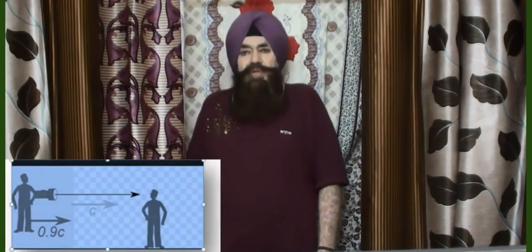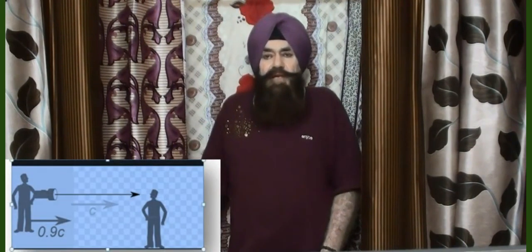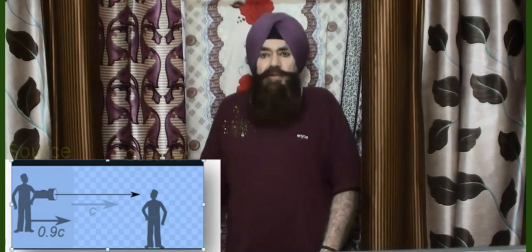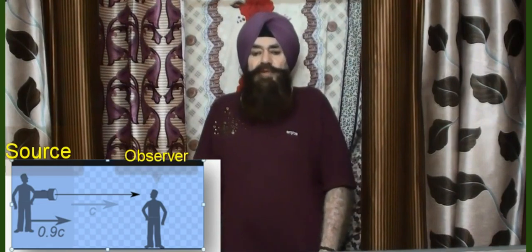Independent of the observer, like there's a source and there's an observer. The source is emitting the light wave, and the observer is observing it. Whether both are at rest, or the source moves towards the observer, or the observer moves towards the source, or both move away from each other, whatever may be the relative motion, the speed of light is independent of the relative motion.